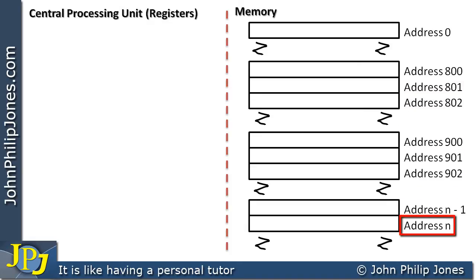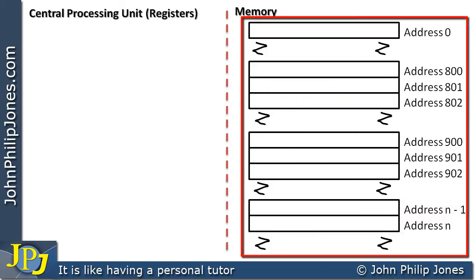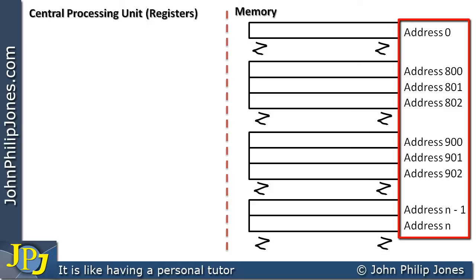And down here you can see I've got address n, where n represents a number, and of course this is n minus 1 because it will be one number less than address n. So if address n, for example, was 1000, then n minus 1 is obviously 999. So I've just simply here got a simplified memory in terms of the way in which I'm writing down the addresses.